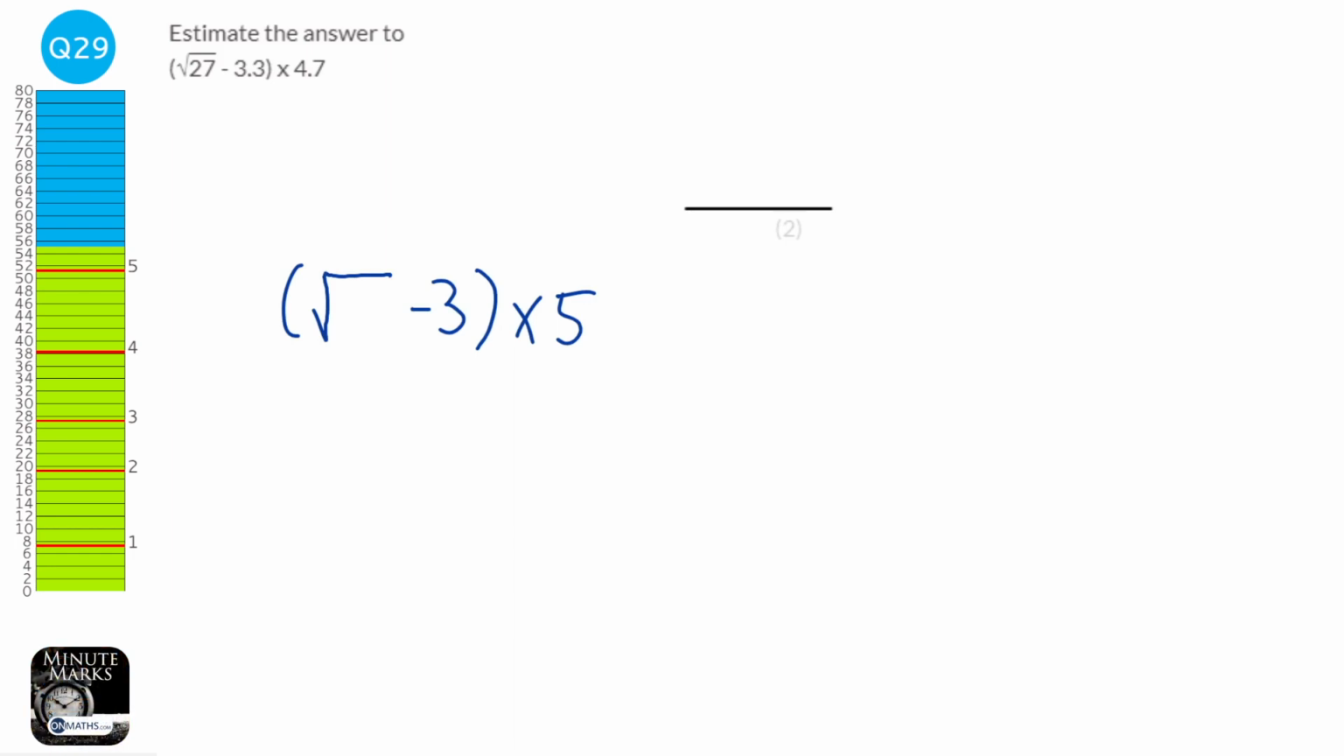So square numbers are a bit of an exception. When you've got a square root, it's a bit of an exception. You've got to find it to the nearest square number. So 27 to the nearest square number is 25. So square root of 25 is 5. And then 5 take away 3 is 2, times 5 is going to be 10. So our answer is 10.